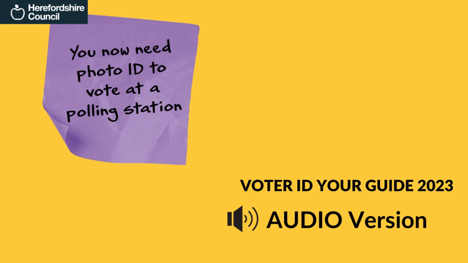Question: can I get instructions on how to use my voter authority certificate in an accessible format? Answer: yes. When you complete the application form, you'll be asked whether you would like to receive the instructions in large print, Braille or easy read. Your local council will send these instructions to you.